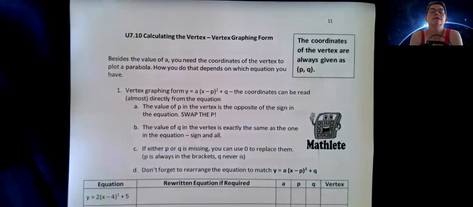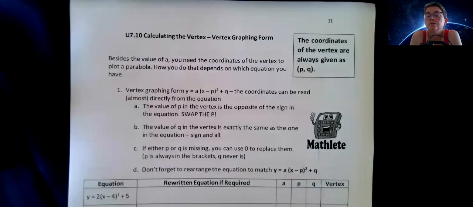Hi there, this is video 7.10, how to graph a parabola, which is where we're going with this. The end game here is being able to either graph or sketch a parabola and answer questions about it. So we've got to get good at graphing it before we worry about doing the applications.